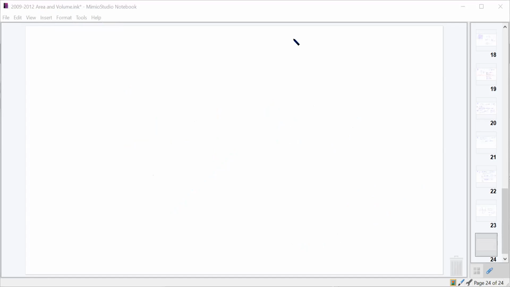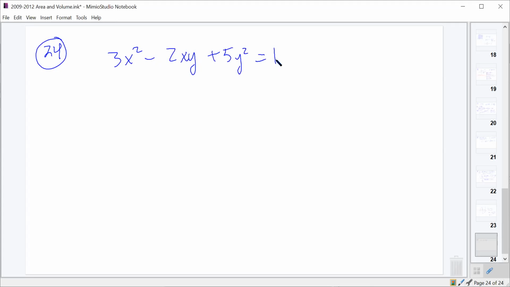All right, let's see, 24. Moving back to 24 here. 24 was another implicit differentiation one. So 3x squared minus 2xy plus 5y squared equals 1. And we're just going to take the derivative of this implicitly.